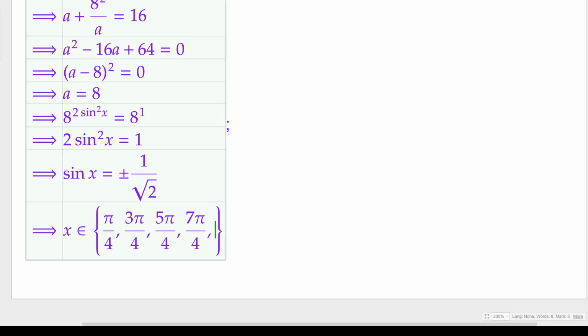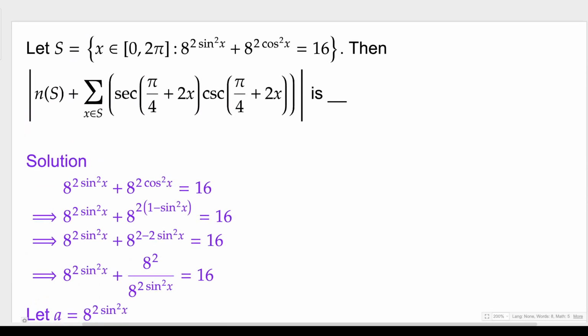I will not be going outside this range, because the interval is strictly given as 0 to 2 pi, including 0 and 2 pi.